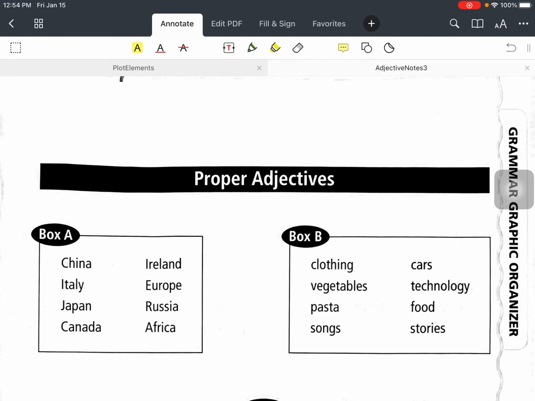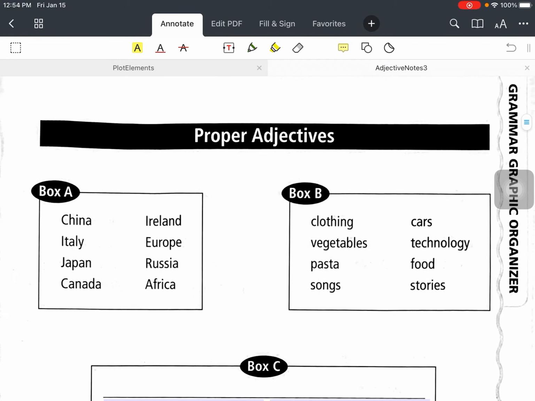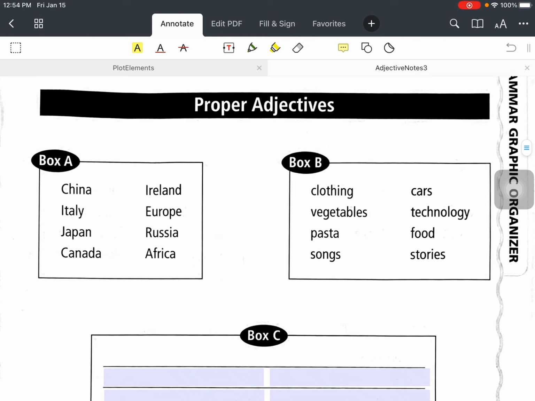This week we're going to learn about proper adjectives. Remember, an adjective describes or modifies a noun or a pronoun. So in box A, we actually have proper nouns, so they are the names of places. And in box B, we have common nouns. What we're going to be doing is taking a proper noun from box A and turning it into a proper adjective.